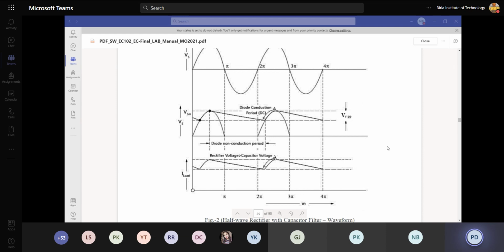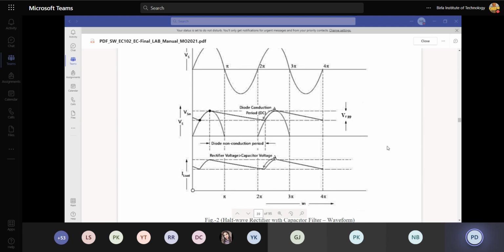So this RC circuit will be a closed circuit, and the capacitor will discharge through the RL. You know the load resistance is much greater than the forward resistance of the diode, so the discharging time constant is significantly more than the charging time constant. So it will charge suddenly, but it will discharge very slowly. It discharges until the diode becomes forward biased again in the next half cycle, and then the capacitor will again charge to the peak voltage.